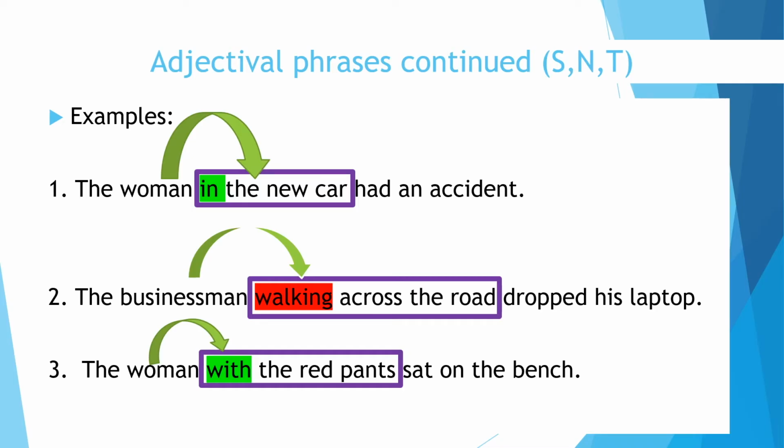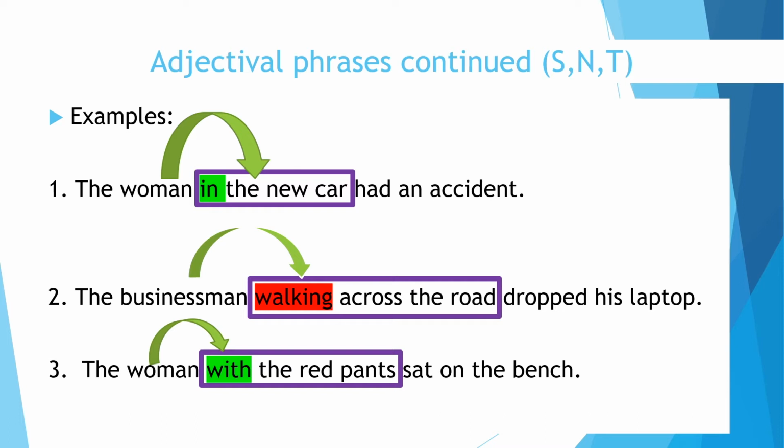Number 2. The businessman walking across the road dropped his laptop. Now, this sentence has a present participle, walking. Let's test if this group of words has a finite verb, walking across the road. Does this group of words have a subject? No. Does it have a number? No. Does it have a tense? Yes, but who or what does this tense relate to? We don't know. Therefore, walking across the road is a phrase.